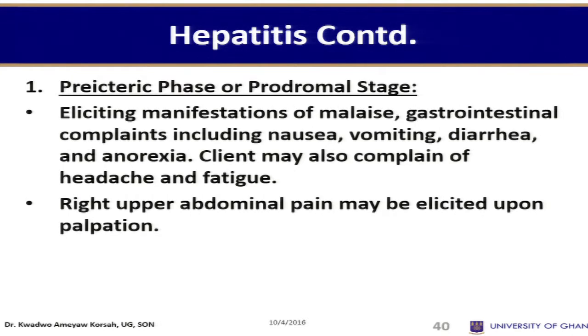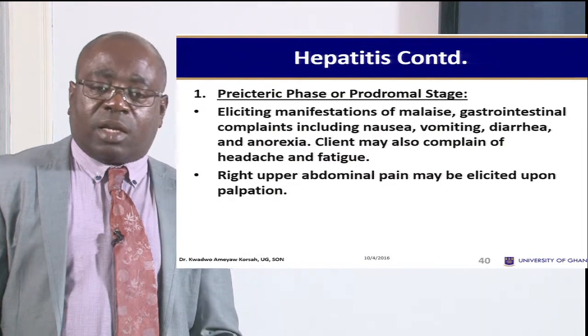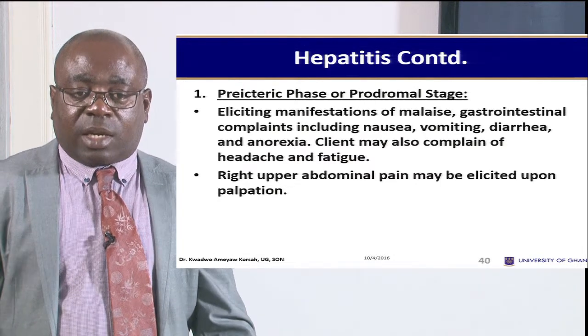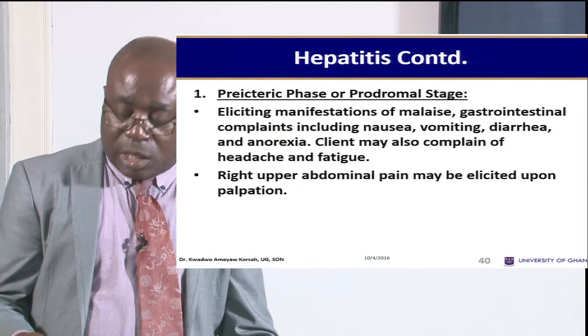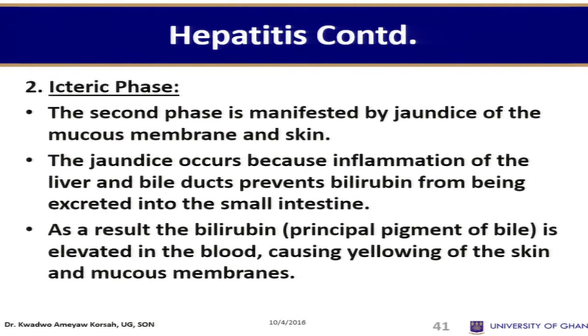So now, the pre-icteric phase, or the prodromal stage, which is the early stage. Here we have manifestations of malaise, gastrointestinal complaints, including nausea, vomiting, diarrhea, anorexia, and then the patient may also complain of headaches and then fatigue. And then we have right upper abdominal pain, which may be elicited upon palpation. And here we are talking about the right upper abdominal pain, and the reason is that the liver is situated at the right upper part, and that is exactly where the patient will tell you that they have the pain.